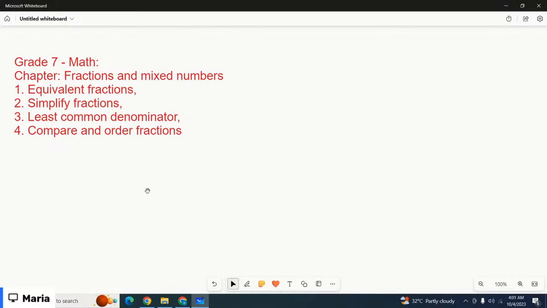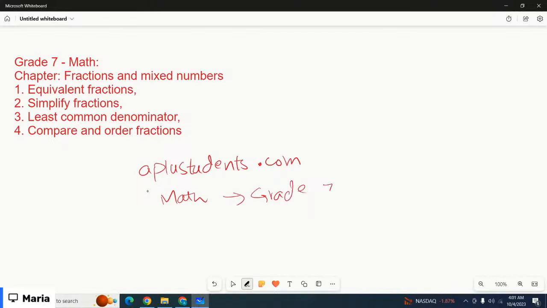We are here for grade 7 math. You can find all the lessons on aplusstudents.com. You have to log in there using your email address and password provided by the administrator. Then select math from the subject tab, scroll down to grade 7, and click on view all lessons. There you can find a list of the chapters.